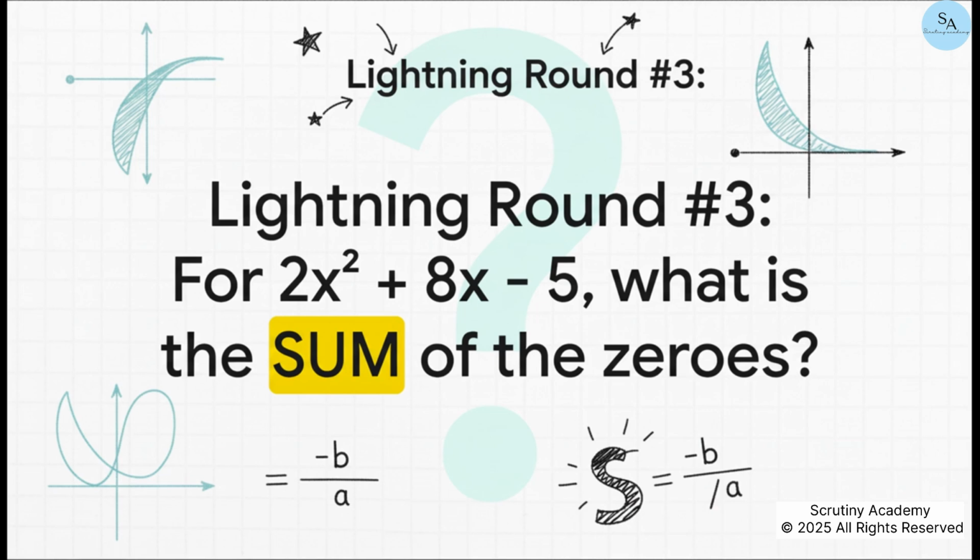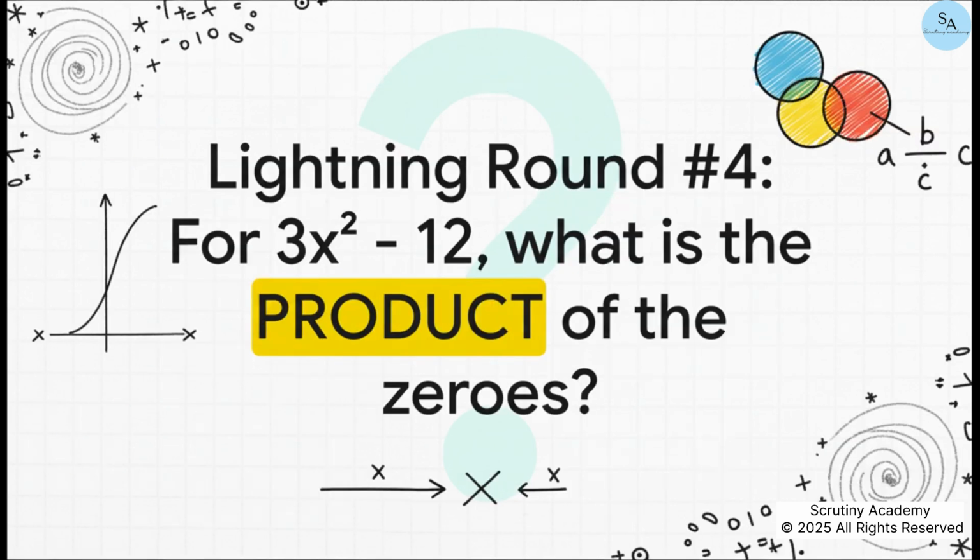Question 3. For 2x squared plus 8x minus 5, what's the sum of the zeros? Formula is negative b over a. So that's negative 8 divided by 2, which gives us negative 4. Last one. What's the product of the zeros for 3x squared minus 12? The formula is c over a. In this case, c is negative 12 and a is 3. So negative 12 divided by 3 is negative 4.